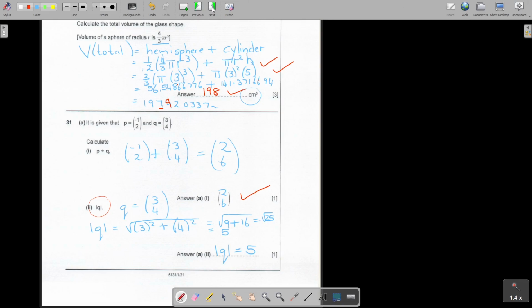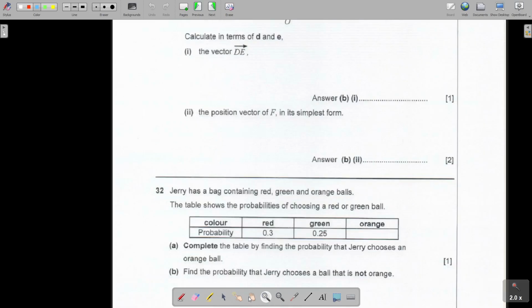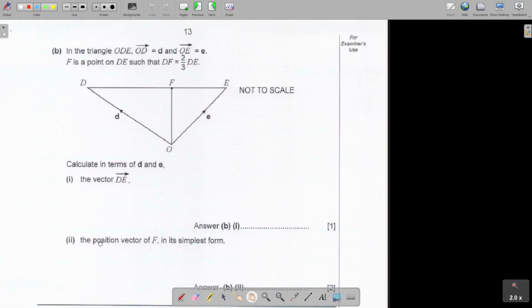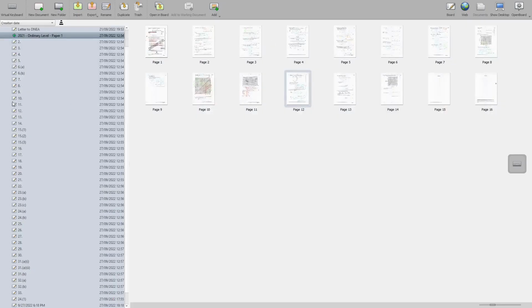Okay, that was vectors, but now this one is a bit more challenging. That was level 1, not so difficult. This one is a bit more difficult, and I want to take you first to the textbook before I tackle this one. So I'm going to take you to the textbook. Now 31B.